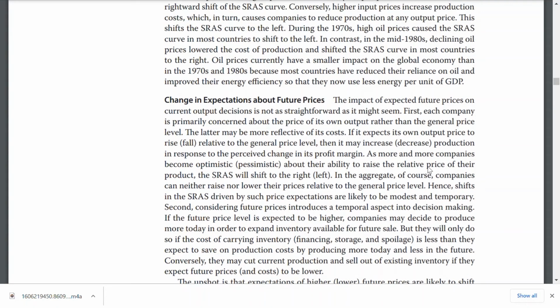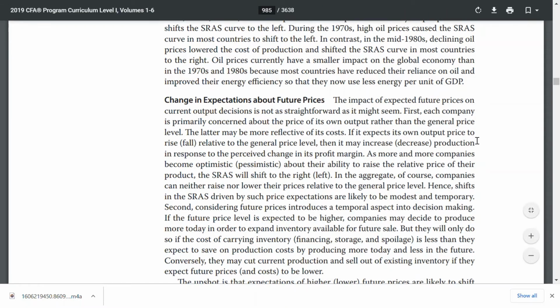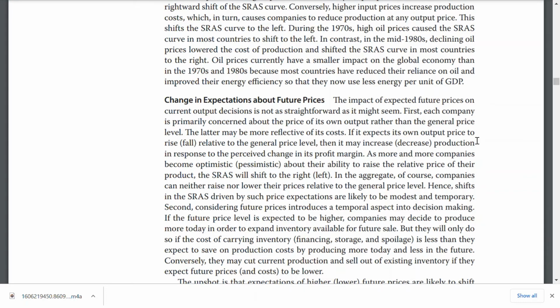Changes in expectations about future prices. The impact of expected future prices on current output decisions is not as straightforward as it may seem. First, each company is primarily concerned about the price of its own output rather than the general price level. The latter may be reflective of its costs. If it expects its own output price to rise or fall relative to the general price level, then it may increase or decrease production in response to the perceived changes in profit margins. As more and more companies become optimistic or pessimistic about their ability to raise the relative price of their products, the SRAS curve will shift to the right or to the left.